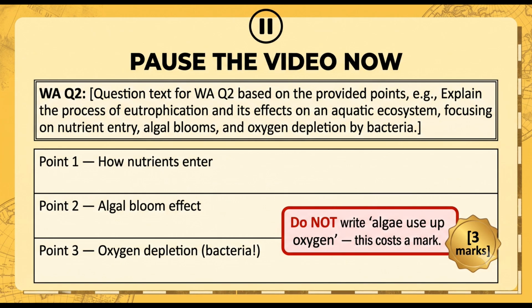Look at the practice pause on screen. WAQ2, explain how agricultural runoff leads to eutrophication. 3 marks. Write 3 separate causal points. Point 1 explains how the nutrients get into the water body. Point 2 explains what the algal bloom does to underwater plants. Point 3 explains what happens to oxygen levels and why. And this must mention bacteria decomposing dead matter. Do not write algae use up oxygen. Pause the video now. Write your 3-point answer. When you are ready, unpause and I will walk through the model answer.